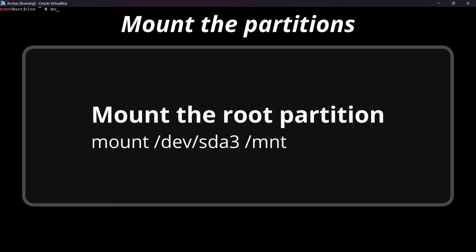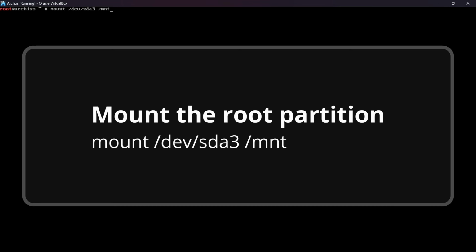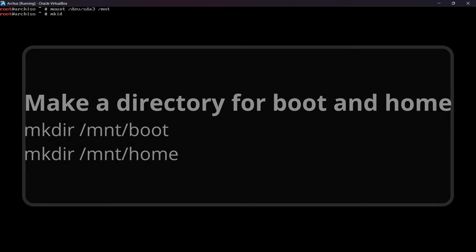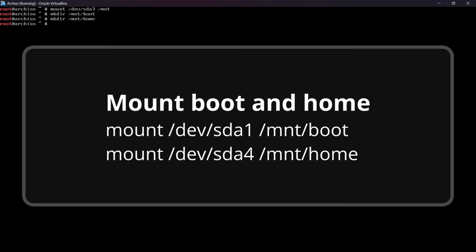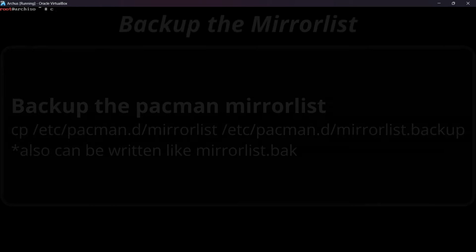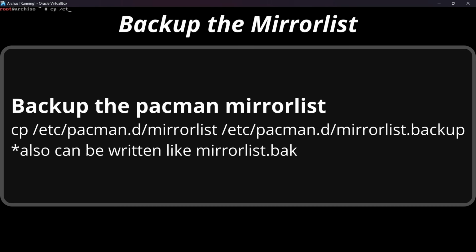Now we want to mount these partitions with mount /dev/sda3 space, very important, /mnt. Make a directory both for boot and home. And we want to mount them with mount /dev/sda1 to /mnt/boot, and mount /dev/sda4 /mnt/home.